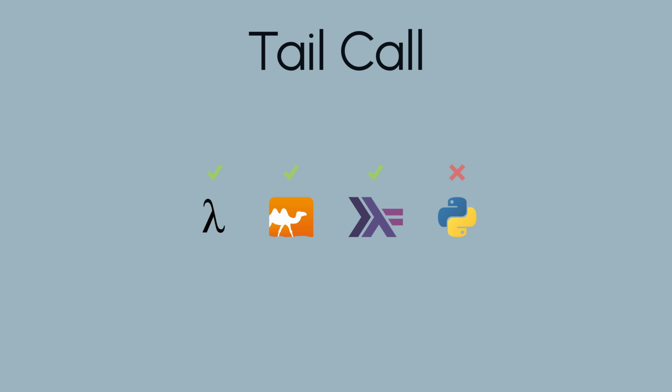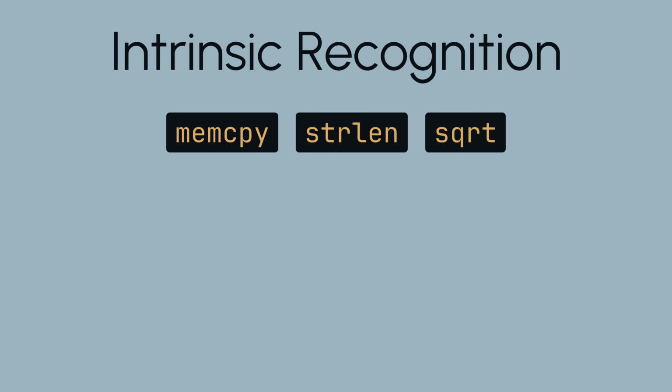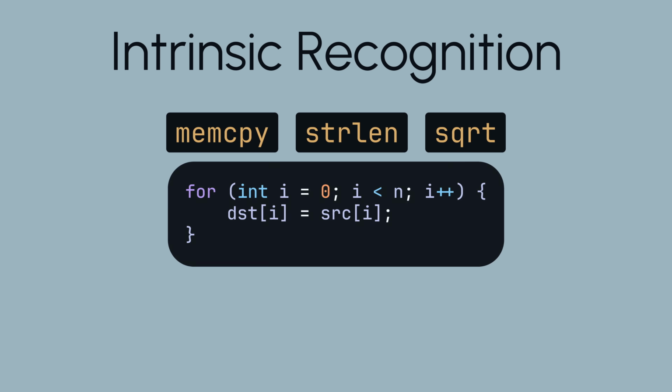And finally, there's a quieter form of call optimization, where the compiler recognizes patterns it knows how to do better. It spots calls to standard library functions like memcpy, string length, or square root, and even handwritten loops that do the same thing, and then rewrites them into special nodes the backend understands natively.